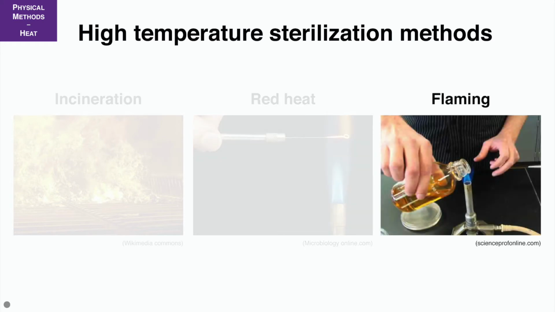Flaming is primarily used to rapidly sterilize metal tools and the openings of glass containers such as flasks and test tubes. Since flaming is only used for a section of the object, it should be thought of as a temporary sterilization method that only reduces the chance of contamination but does not eliminate it.